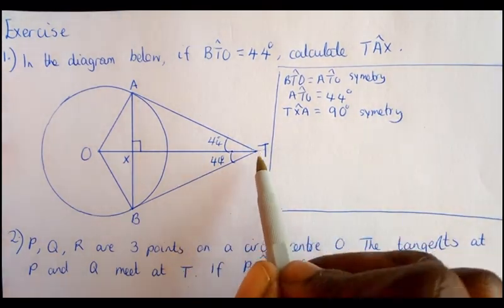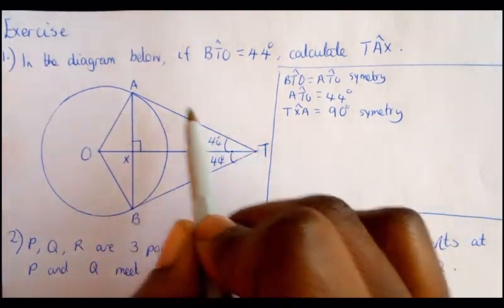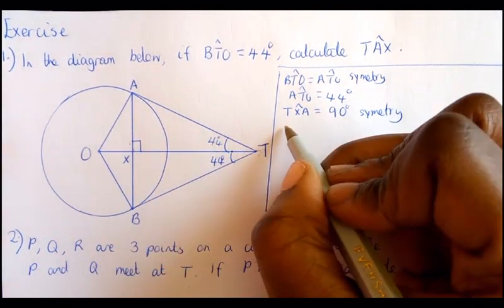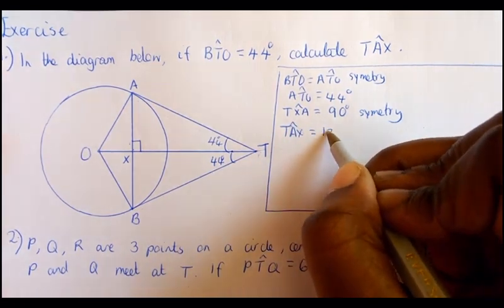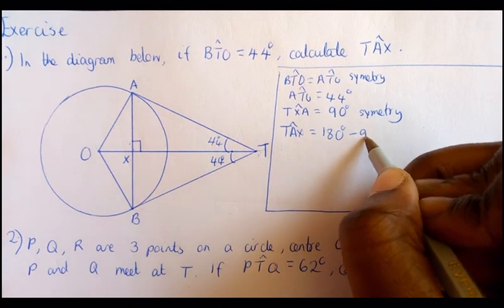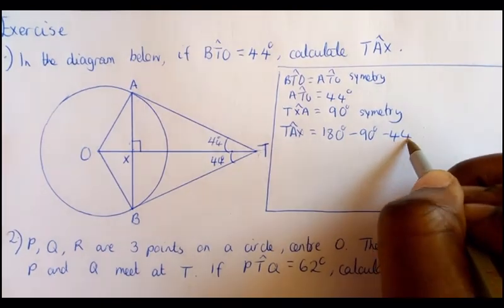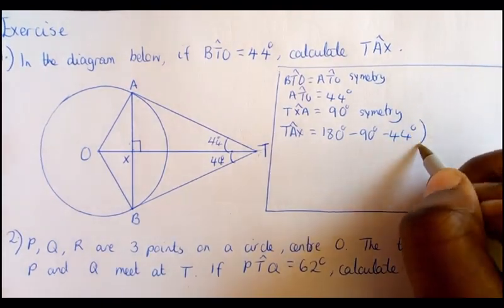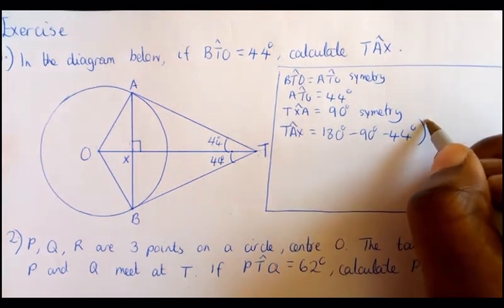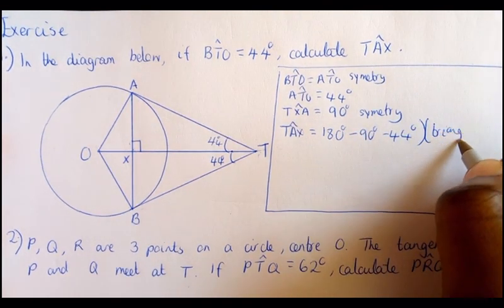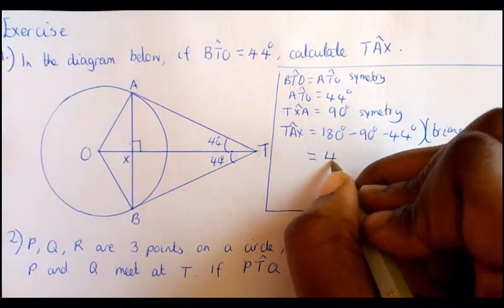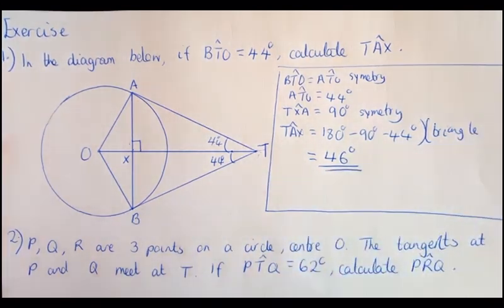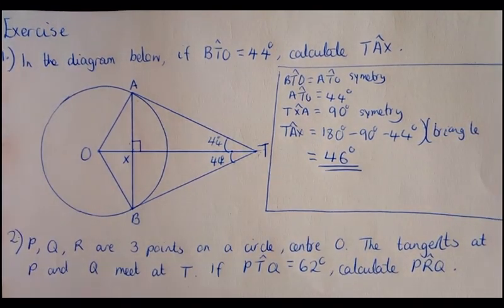And you want to calculate angle TAX. This is a triangle. We have two angles, so we can calculate angle TAX like this. TAX is equal to 180 degrees minus 90 degrees minus 44 degrees, angles in a triangle. So this will be equal to 46 degrees. We have calculated angle TAX. Now let us proceed to number 2.